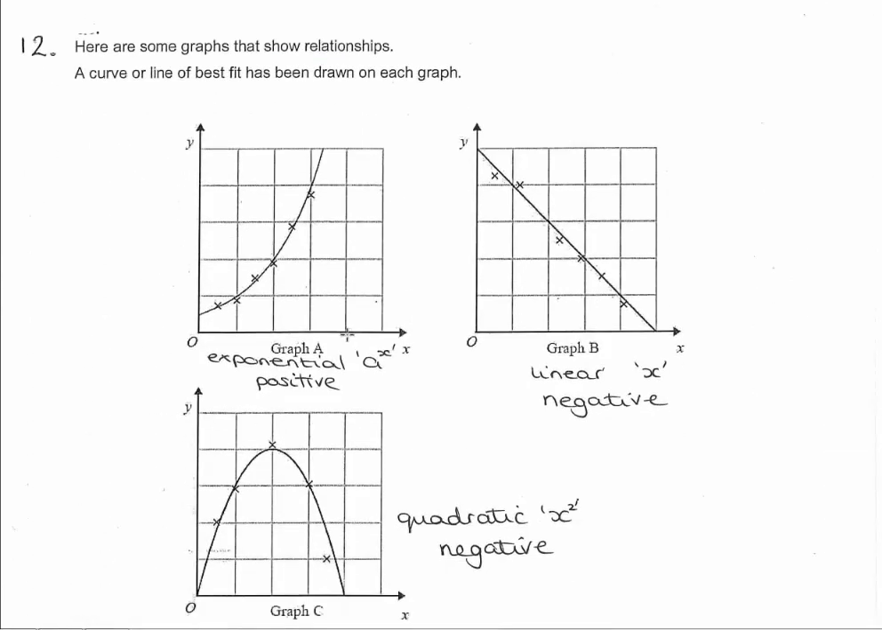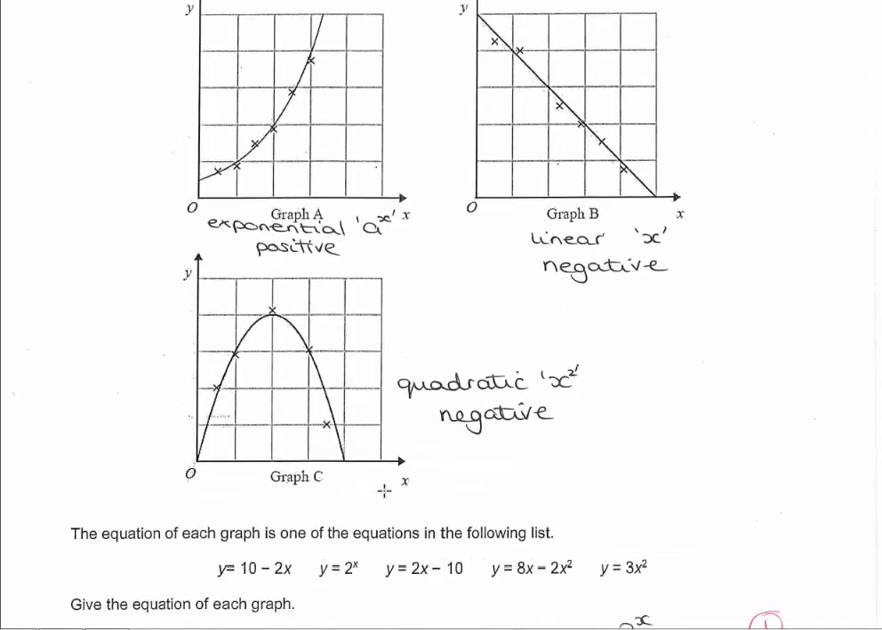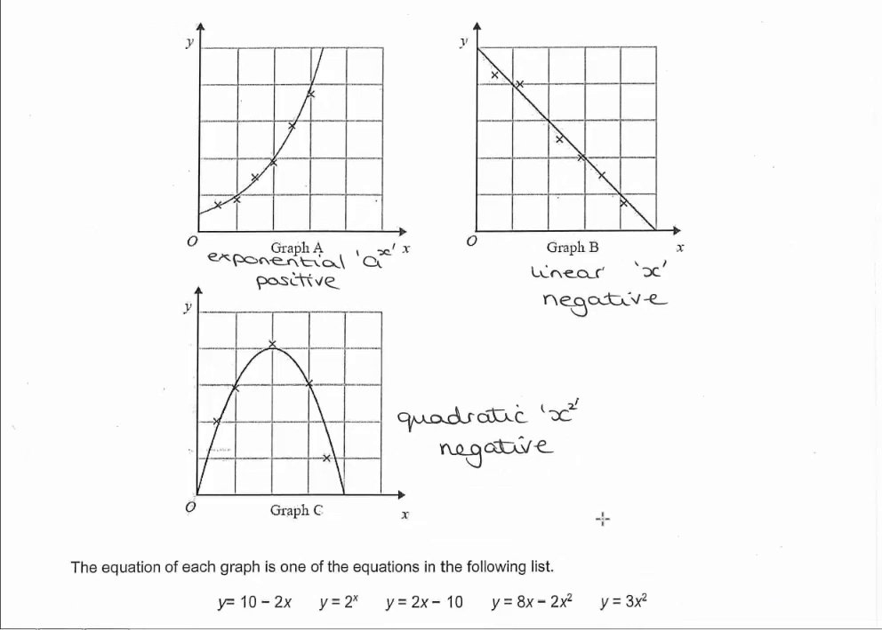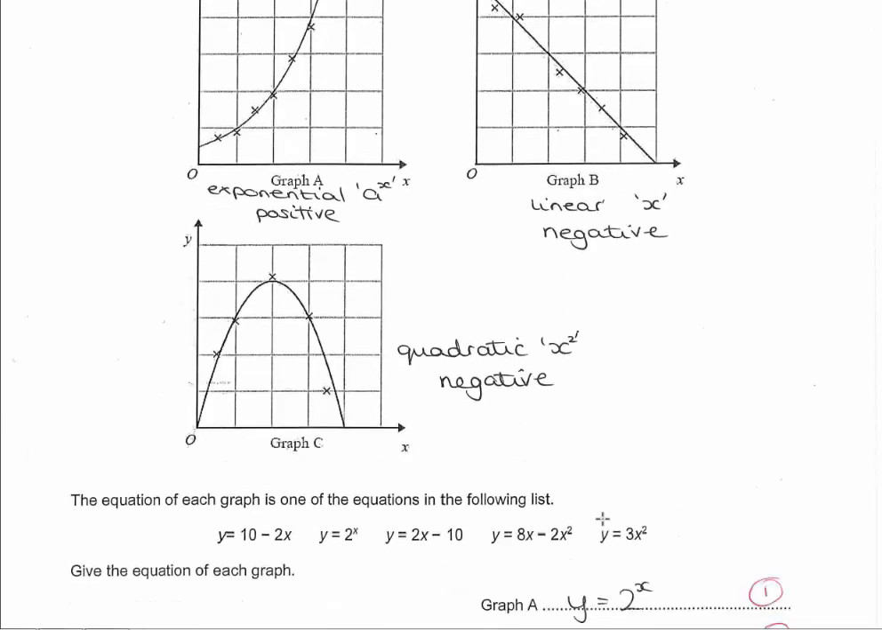Here are some graphs that show relationships. A curve or line of best fit has been drawn on each graph. The equation of each graph is one of the equations in the following list. Give the equation of each graph.